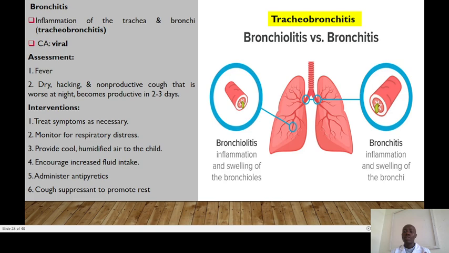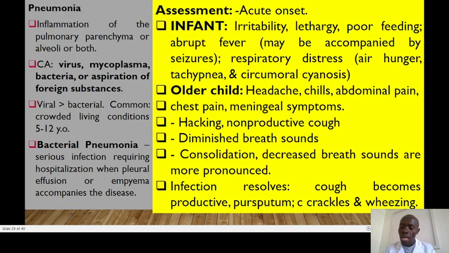So patients will present with fever, dry hacking, and non-productive cough that is normally worse at night and becomes productive in 2 to 3 days. So you remember, you have to treat the symptoms as necessary. It's viral. You have to monitor for respiratory distress and provide cool humidified air to the child. You encourage increased fluid intake, administer antipyretic and cough suppressants just to promote rest in this child. The next condition, guys, is pneumonia.